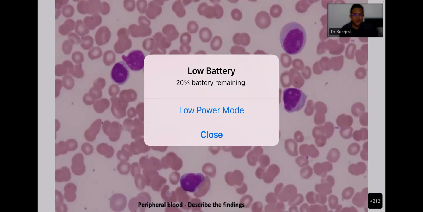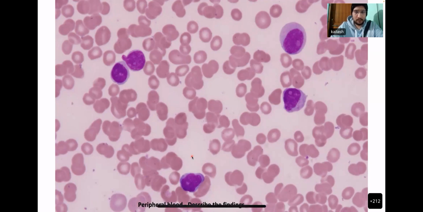So now, Kailash, describe this morphology in higher power. In this microphotograph, we can see cells with a high NC ratio and fine delicate chromatin in their nucleus, and we can also appreciate nucleolus in some of them. Right. Okay. So they are much bigger cells. But do you think they are blasts? Not sure. In real life, sometimes it's difficult. They look a little immature, but not sure whether they are blasts or not.